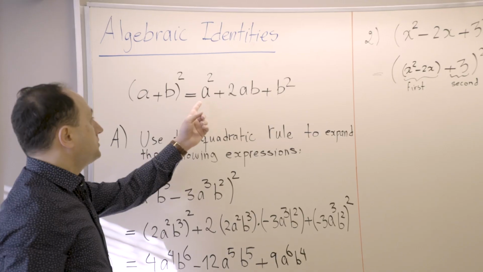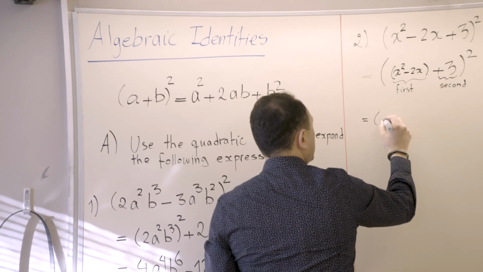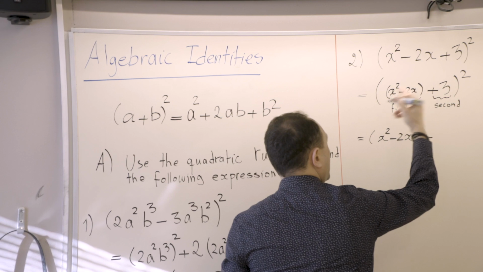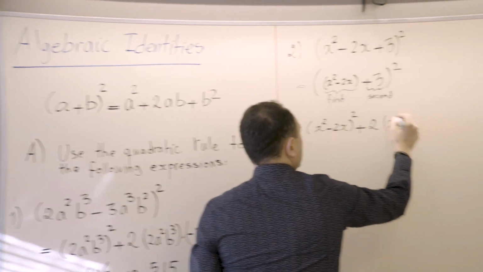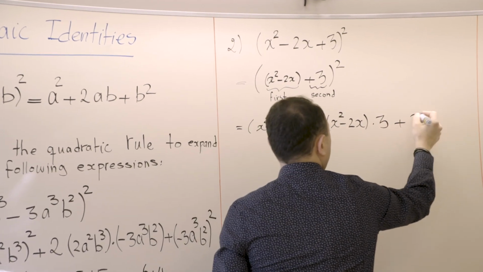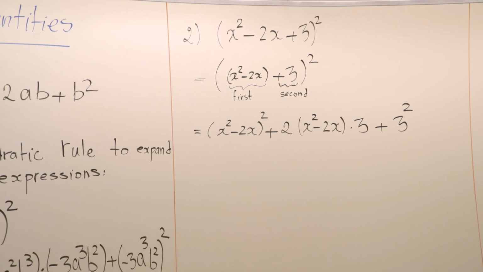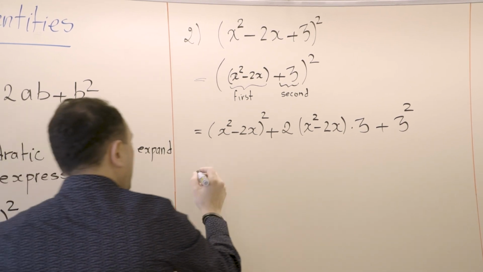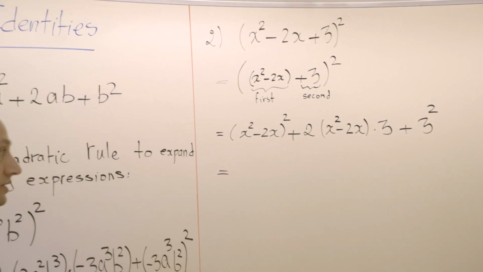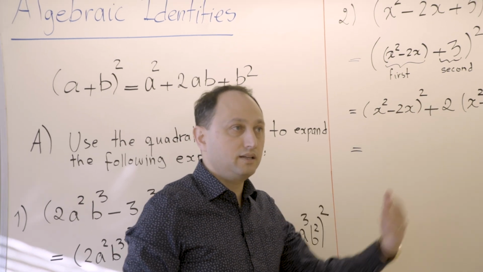So the pattern tells me that you need to square the first one. So if I square the first one, what happens? It becomes x squared minus 2x to the 2, and then plus 2 times the first one times the second one, plus the second one to the power of 2. Is that understandable for everyone? Yes? Okay. But then this becomes another quadratic rule on its own, because it's x squared minus 2x, so I have the difference of 2 terms squared. So that's exactly a quadratic pattern.